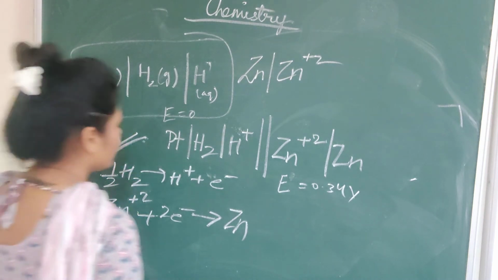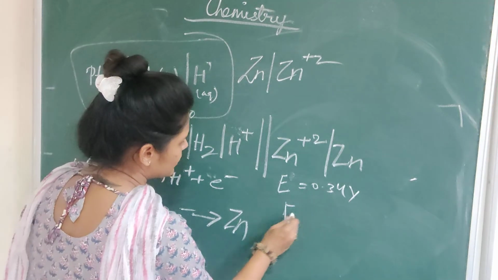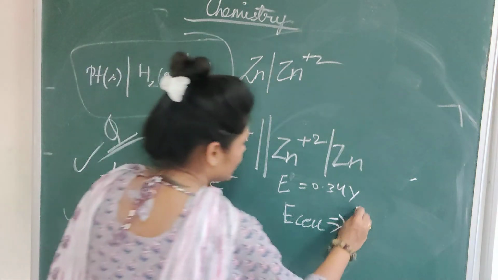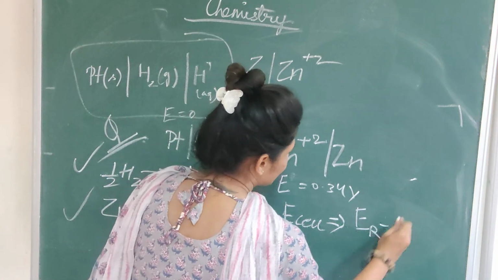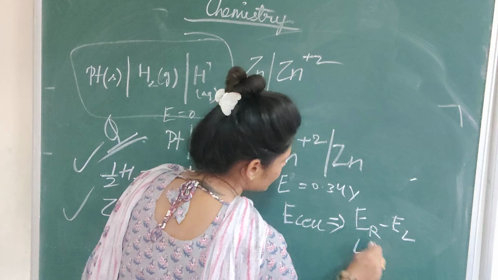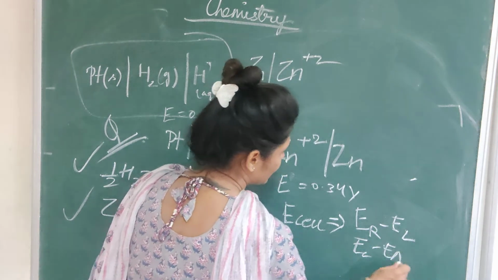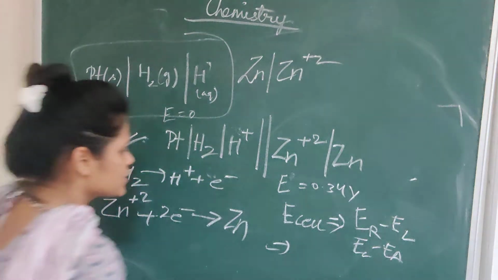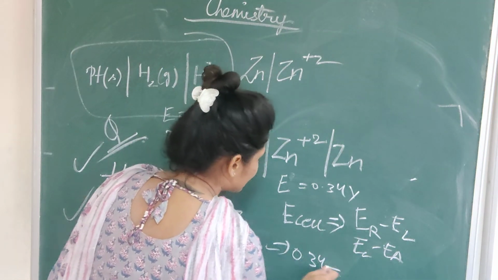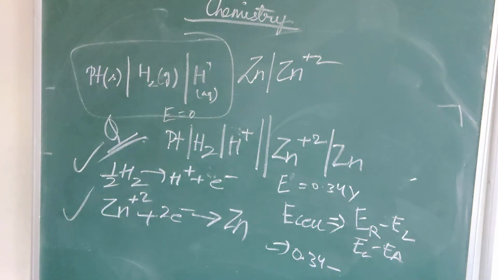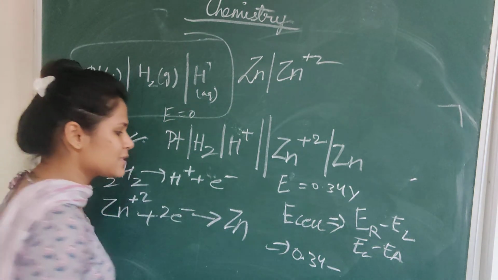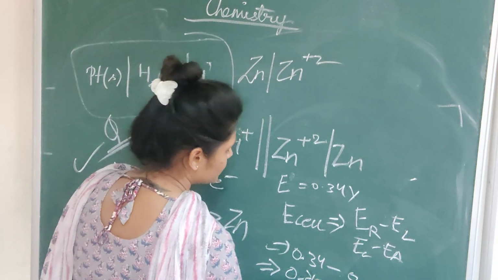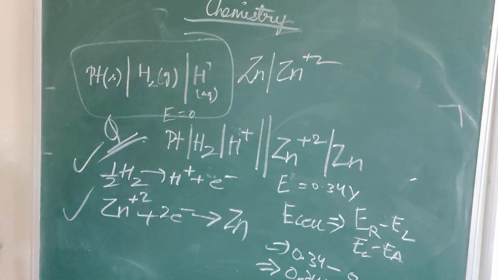Second step which I have told you people is E of cell निकालो. E of cell क्या होता है? E of cell होता है E of right minus E of left या फिर E of cathode minus E of anode. This has already been told to you. E of cathode क्या है? Cathode वो है तो 0.34 volt minus E of anode दे नहीं रखा. अगर आप ऐसे बोलते हो तो बेटा SHE has a potential of 0, so total E of cell will come out to be 0.34 volt.